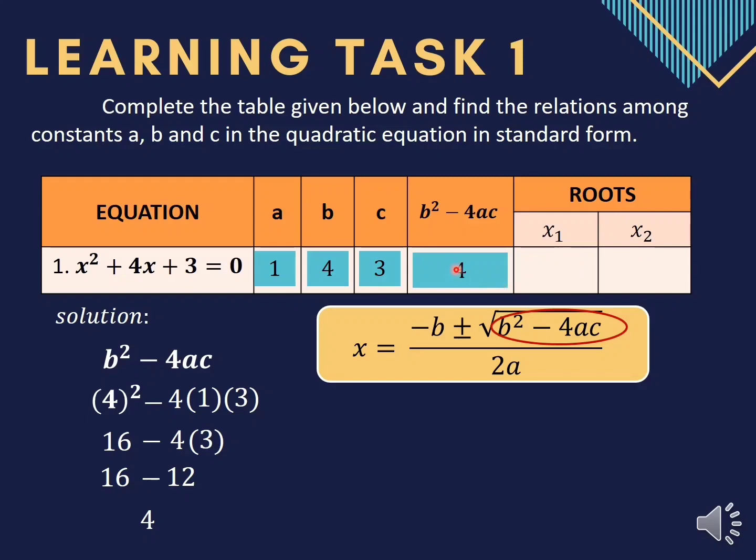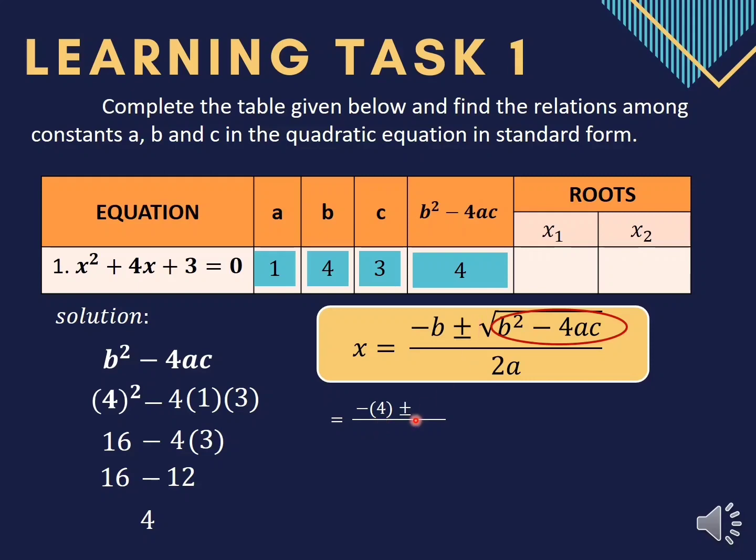And since we already know the value of b squared minus 4ac, the one inside the quadratic formula, why not use the quadratic formula? If we're going to use the quadratic formula, we just substitute the values of a, b, c in our formula. So what is x is equal to, what is negative? Okay, copy negative and then the value of b, which is 4. So we have negative 4.